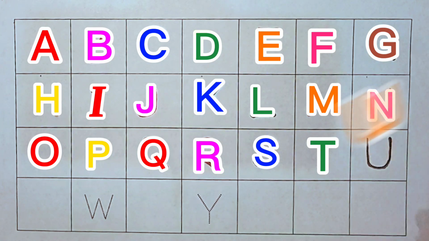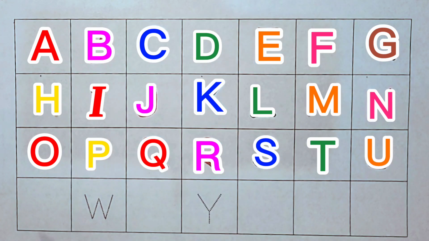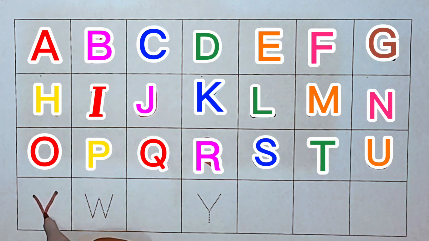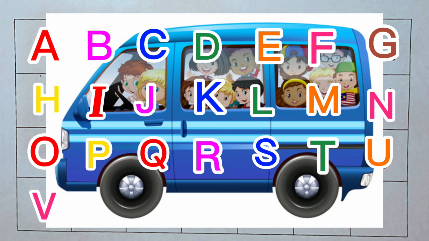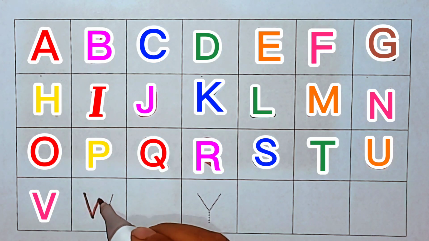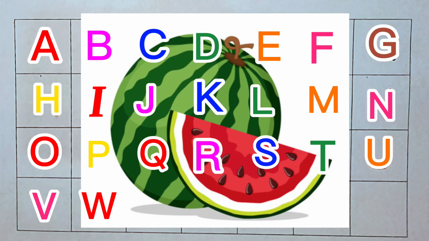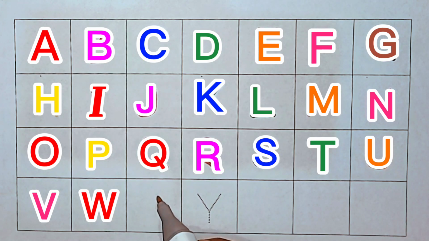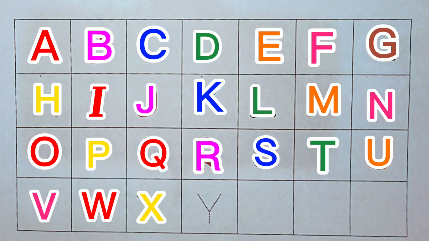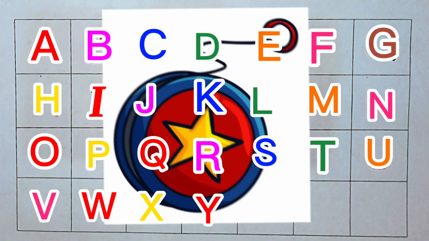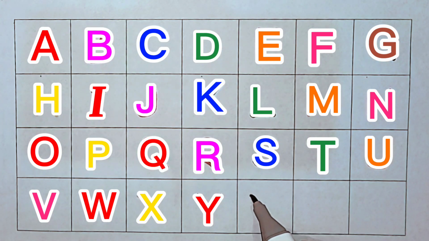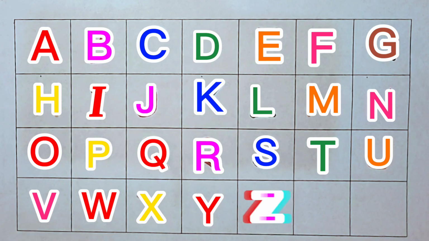Orange color. U for umbrella. Pink color. V for van. Red color. W for watermelon. Yellow color. X for xylophone. Red color. Y for yo-yo. Purple color. Z for zebra.